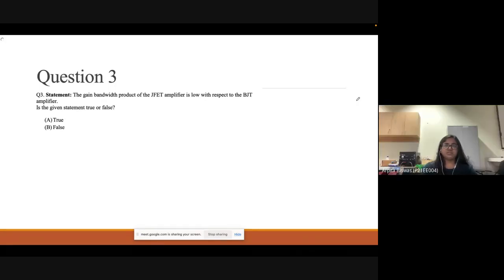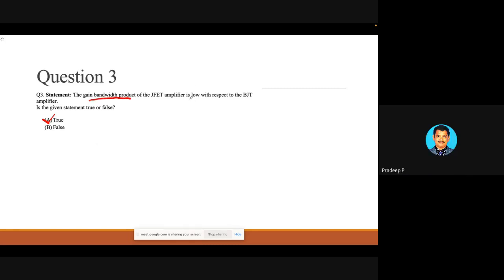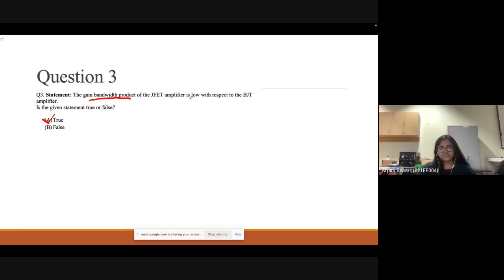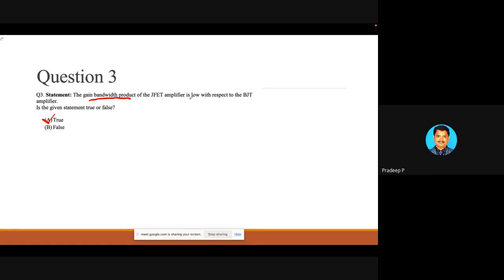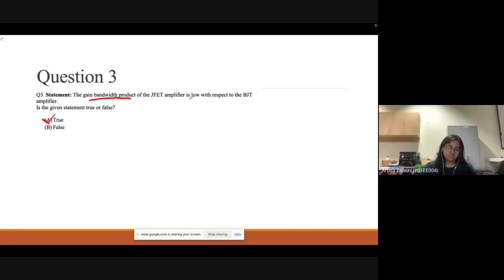Can you explain a little bit? What do you know about this gain bandwidth product? Madam, it's a true statement, but BJT suffers from the minority carrier storage effect, whereas FET does not suffer from minority carrier storage. Yes, but I want something more elaboration. I will listen from you, madam. Thank you. Okay, Surajit?